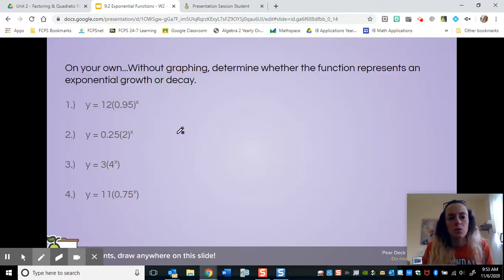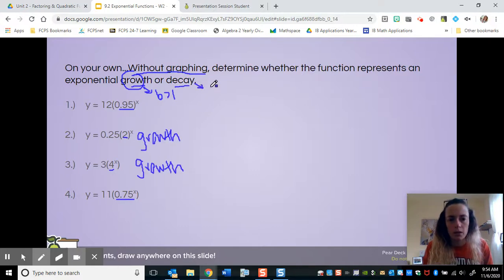Right, so on this page, we're asked to do this without graphing. We know we can if we need to, right? But we should be able to do it without graphing. We're determining whether the function represents a growth or a decay. So remember, a growth means that b has to be greater than 1. So if I look at my b's here, the number being raised to the x, number 2 and number 3 both have a base that's greater than 1. So these are both growths.